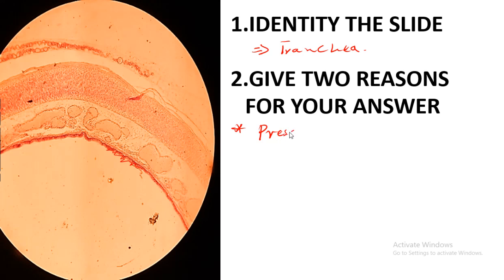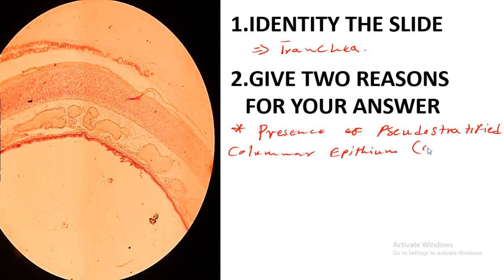So the presence of the pseudostratified columnar epithelium with cilia, which we can just say ciliated. Okay, and then the other part you can also talk about is the presence of hyaline cartilage. So the hyaline cartilage is the major component which makes up the respiratory tract, and specifically you can also give an example of the trachea.